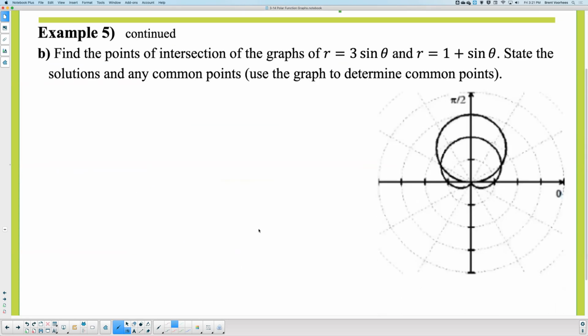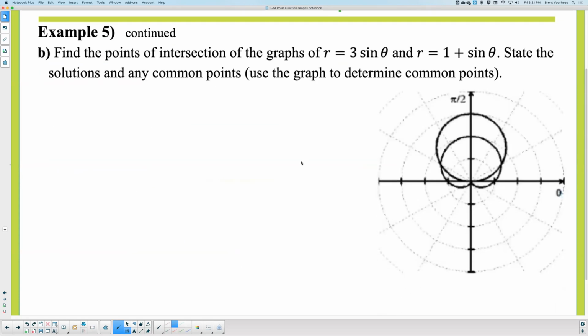Okay, part B, let's do this again. So if I want to solve this, I need to substitute for my r's. These are my shared variables. So I'm going to say 3 sine theta is going to equal 1 plus sine theta. And looking at the picture, we can see these common points. This has 2 common points there and there. We have 3 common points. So how would I solve this one? Well, I'd combine my like terms.